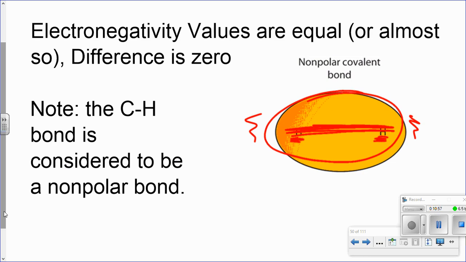However, the CH bond is considered to be a nonpolar bond. It's important to know that the CH bond, which is quite common in organic chemistry, is a nonpolar bond.